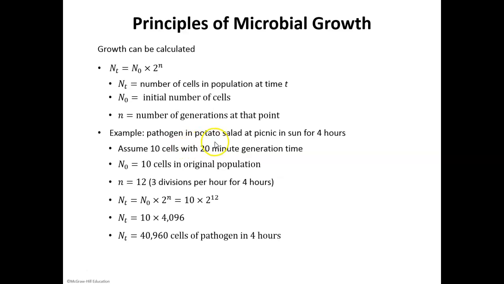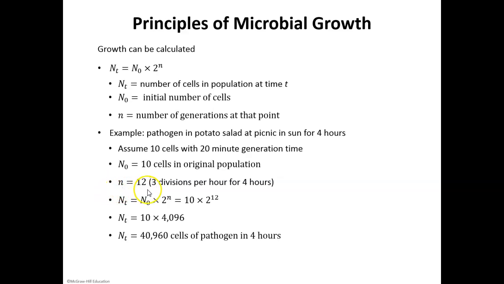We have some pathogen in potato salad. This potato salad is at a picnic and it's been sitting in the sun for 4 hours. So we have 10 cells that have a 20-minute generation time. So N sub 0 is the initial number of cells. That's the number of cells we have. So that's the N sub 0, 10.